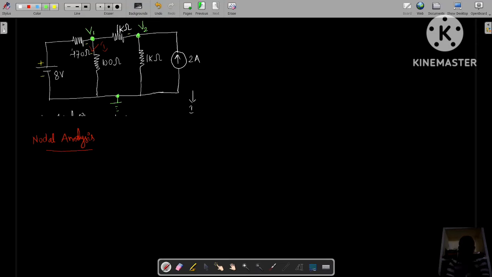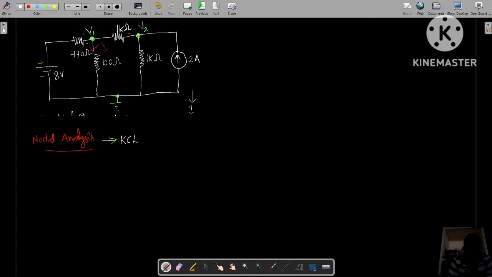Now, applying nodal analysis is nothing but the application of KCL. What is KCL? Kirchhoff's current law. Kirchhoff's current law says that the sum of all the currents at a node is equal to 0. They may be entering currents or leaving currents. Another way of expressing KCL is the sum of incoming currents is equal to the sum of outgoing currents.